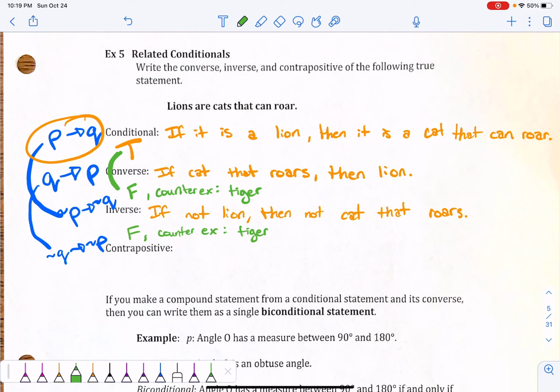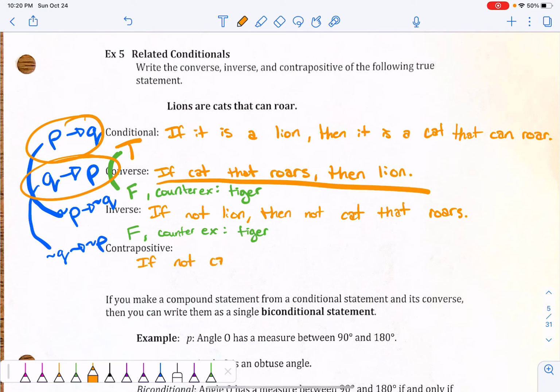The contrapositive is taking this statement, Q then P, so it's taking this guy right here and then putting not in front of it. So if not a cat that roars, then it can't be a lion. Then not lion. Okay, we're literally taking every single form of these two statements together and jamming them together and trying to figure out whether it's true or false.